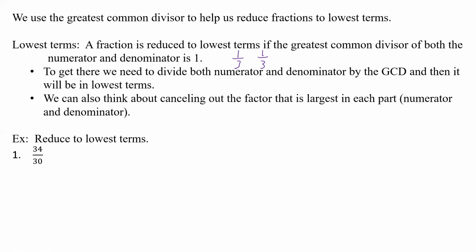Now, we can also think about canceling out the factor that's the largest in each part, both the numerator and denominator. So, either we're going to divide by the GCD, or we're canceling out the factor that's the largest in each part. They both mean the same thing. It's just different wording, but it's going to work the same way. And so let's look at our first example here, 34 divided by 30.